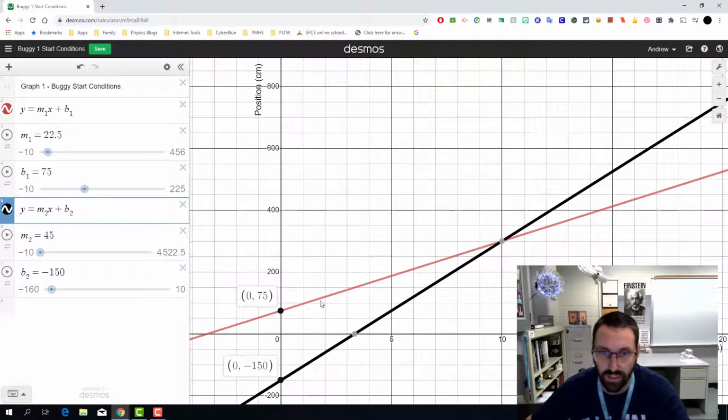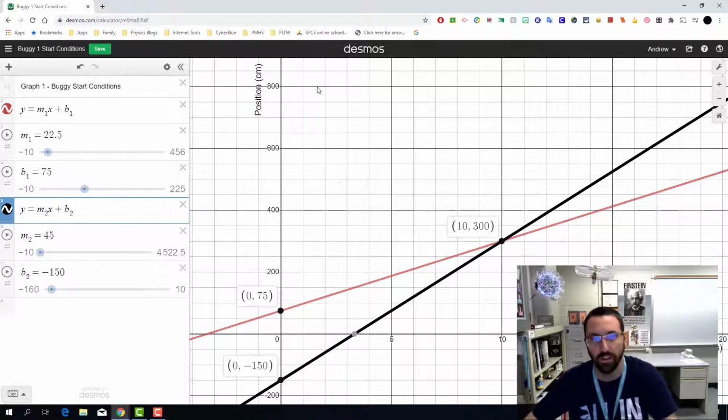Okay, and so we can see that both of these cars are moving. The red one's moving slower because it has a less steep slope. The black car is moving faster because its slope is steeper. And then right over here we can see that they intersect. So if this were to be carried out as a lab and you set both of those cars up and they had those speeds, it would take 10 seconds for the black car to pass the red car. And so it passes them right at 10 seconds at a location of 300 centimeters.